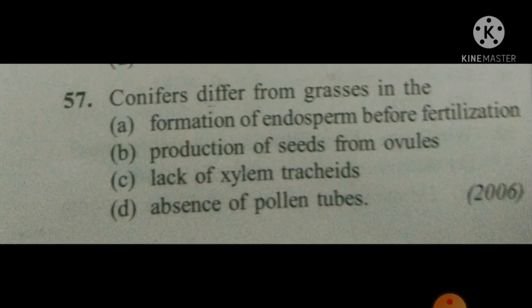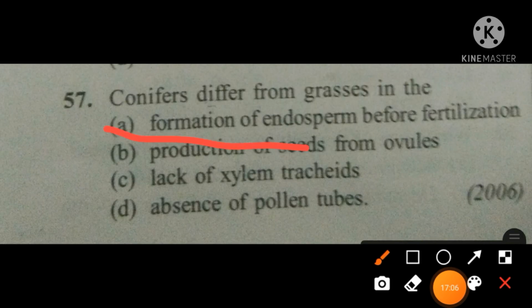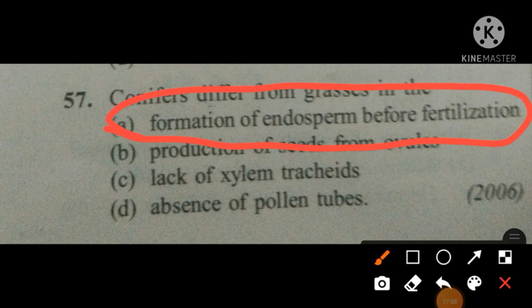Next question. Conifers differ from grasses in the A, formation of endosperm before fertilization. B, production of seeds from ovules. C, lack of xylem tracheids. D, absence of pollen tubes. So the correct answer for this is option A, formation of endosperm before fertilization.